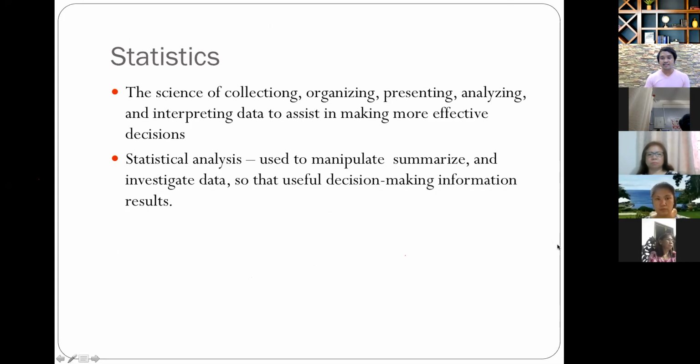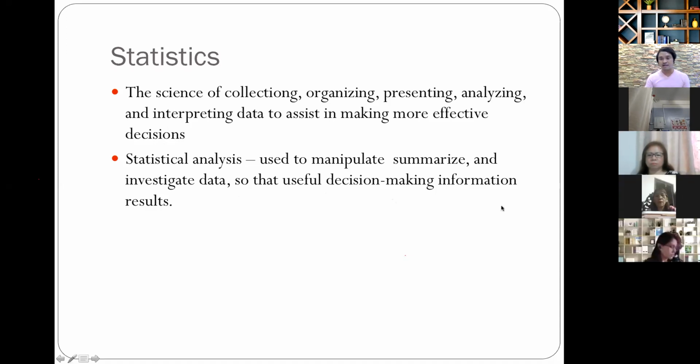And statistics is the science of collecting, organizing, presenting, analyzing, and interpreting data to assist in making more effective decisions. And statistical analysis is used to manipulate, summarize, and investigate data so that useful decision-making information results can be maximized.